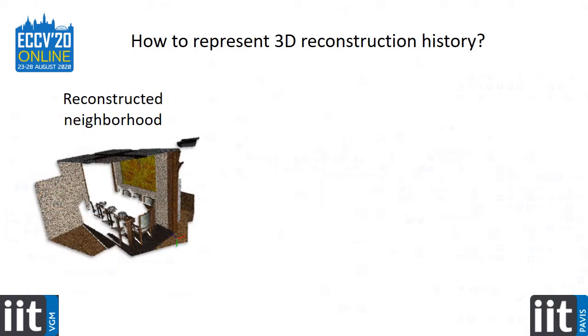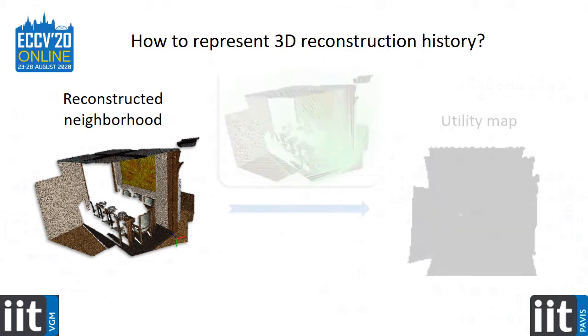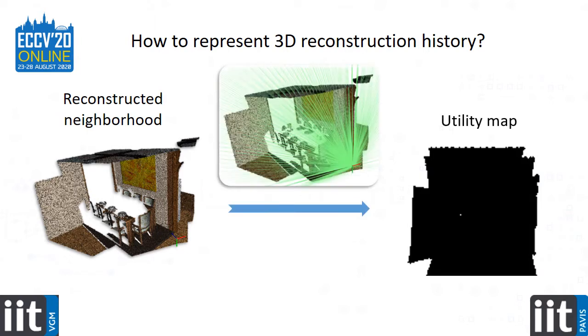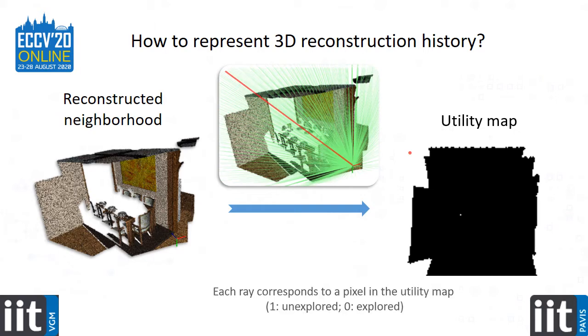So how do we represent the 3D reconstruction history? The answer is using a utility map through ray tracing. Given a camera in a reconstructed space, we trace a set of rays within a defined field of view, starting from the camera pose towards the 3D space. Each ray corresponds to a utility value. The utility should encourage the next best view towards unexplored area. We set the utility value to 1 if the ray does not encounter any visited voxels. Otherwise, it will be set to 0.